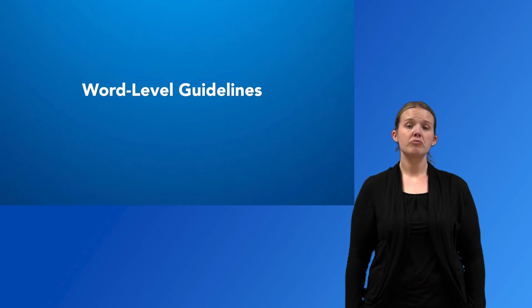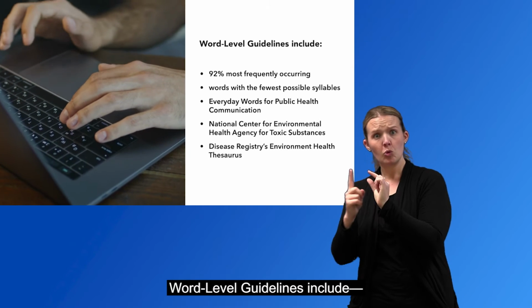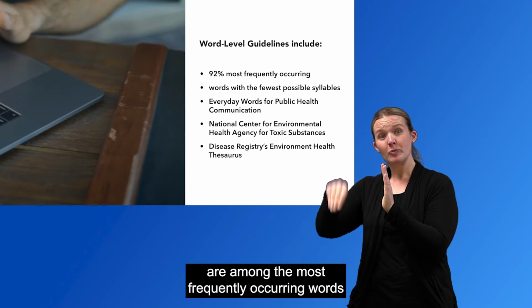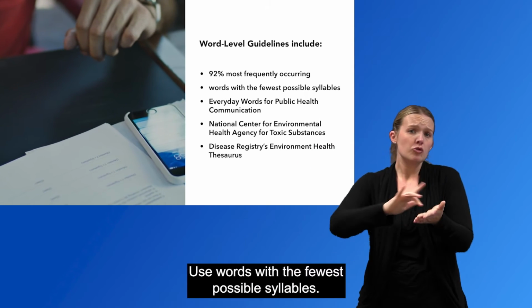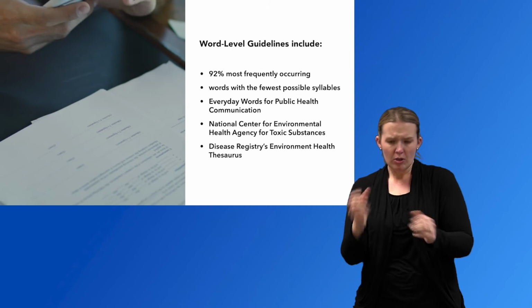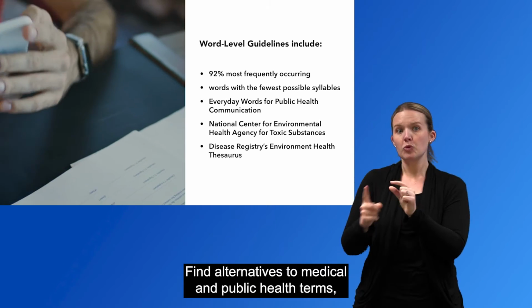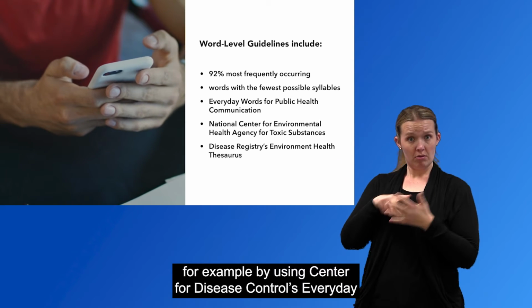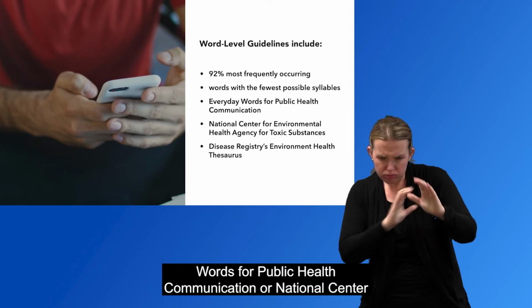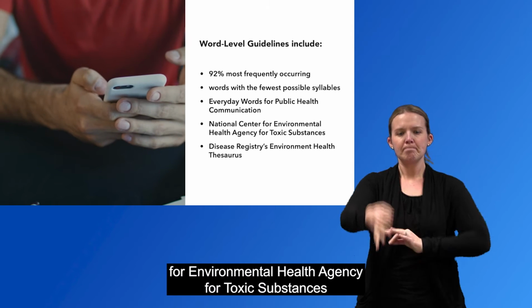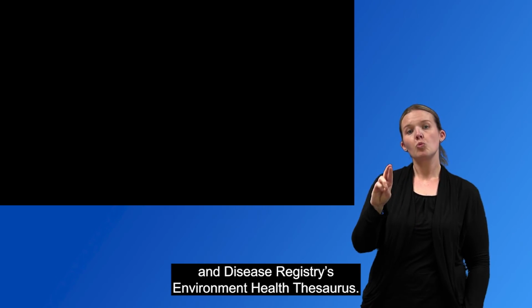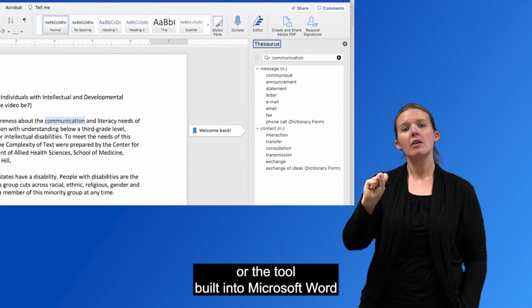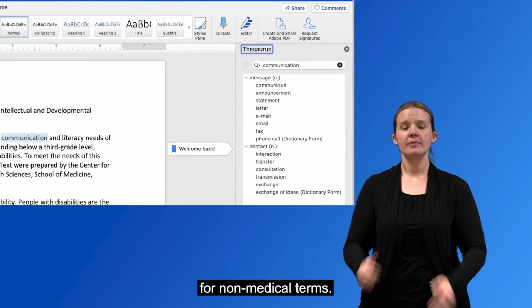Word level guidelines. Word level guidelines include: ensure that at least 92% of the words are among the most frequently occurring words in written English. Use words with the fewest possible syllables. Find alternatives to medical and public health terms, for example, by using Center for Disease Control's everyday words for public health communication, or the National Center for Environmental Health and Agency for Toxic Substances and Disease Registry's Environmental Health Thesaurus. Use a standard online thesaurus or the tool built into Microsoft Word for non-medical terms.